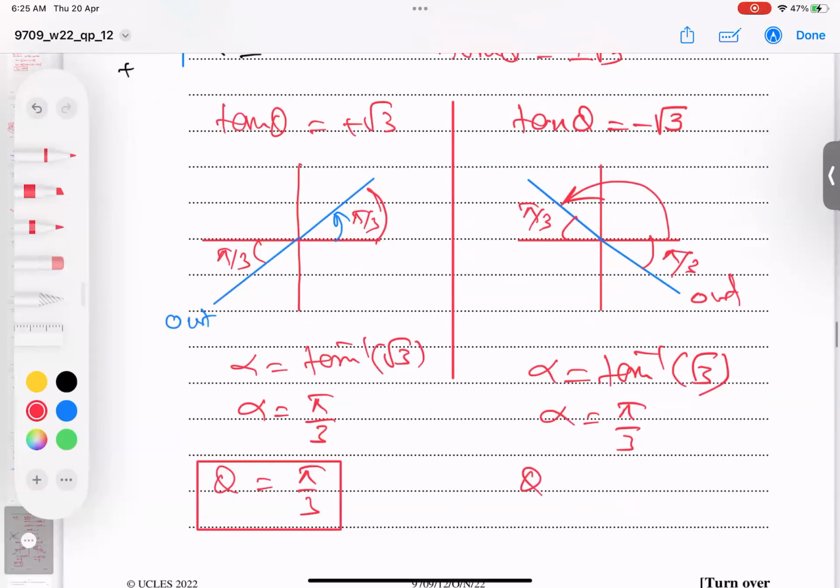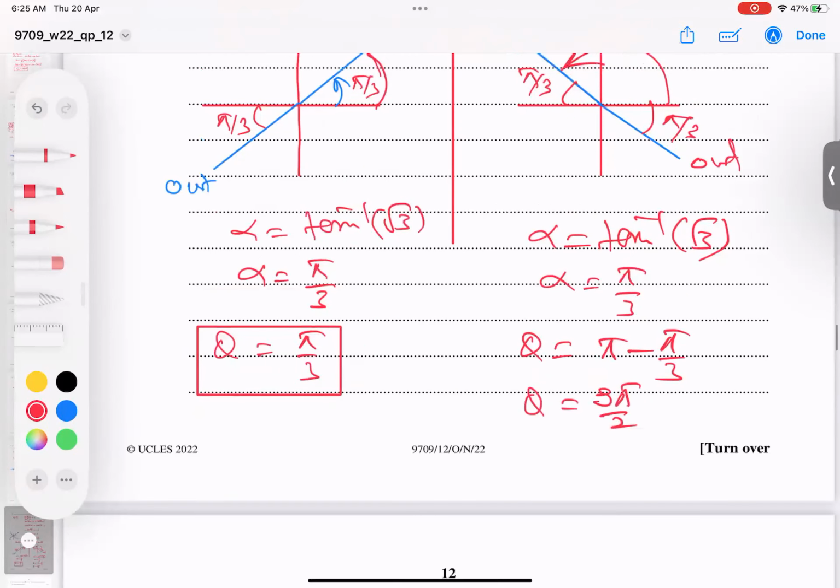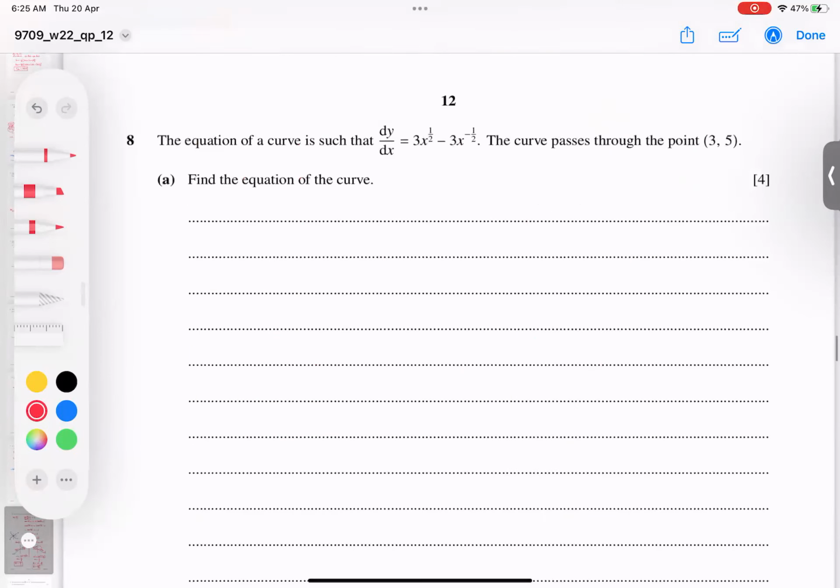So theta is equal to pi minus pi by 3. From here we got a pi, because pi is called 180 degrees, and this angle I don't need. 3 minus 1 is 2, so 2 pi by 3. And I got my two answers confirmed.